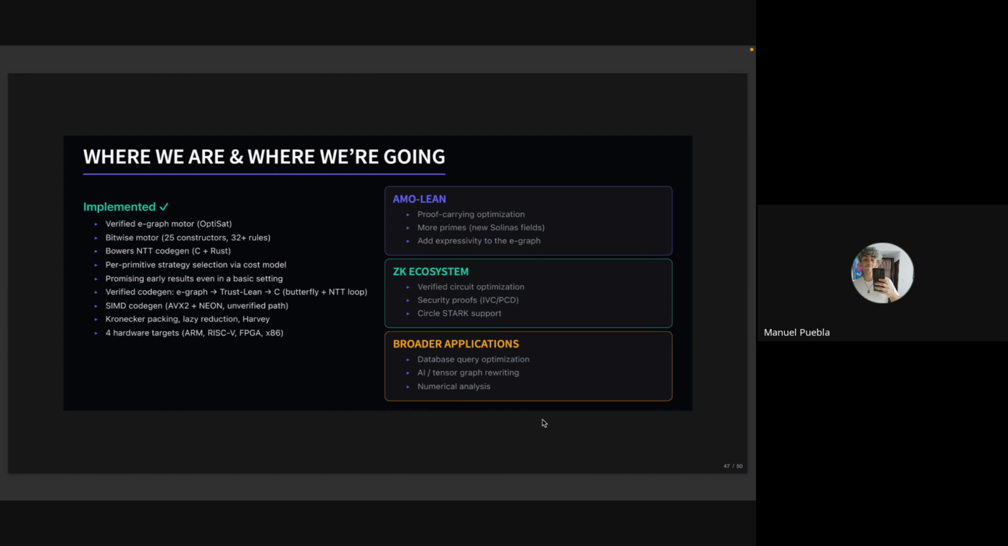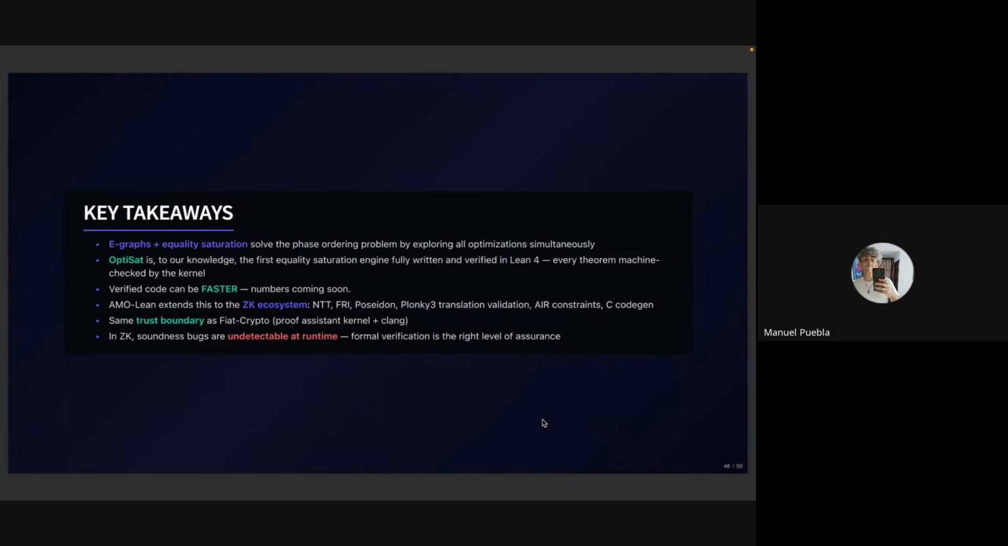I mean, the framework is really promising, and the fact that we are able to produce formal proofs for this is very promising. So the key takeaways for us is that the eGraph paradigm works. As far as we know, OptiSat, the generic engine, is the first one out there doing this fully within Lean, and verified code can work very well. We're going to have many more news, and some numbers are going to be coming soon. We're conservative, but at the same time, we're very optimistic on this idea.